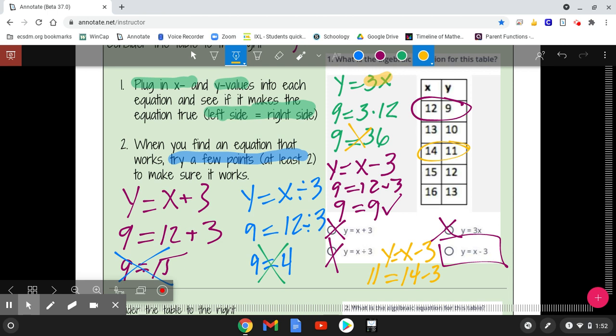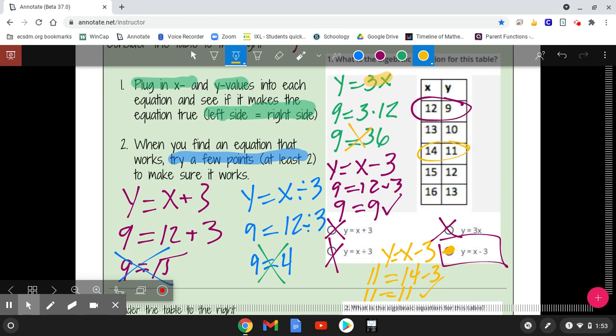So is the left side equal to the right side? The left side is 11. The right side says 14 minus 3, which is 11. 11 equals 11. That is true. So that means that last equation works. That means the equation for this table is y equals x minus 3.